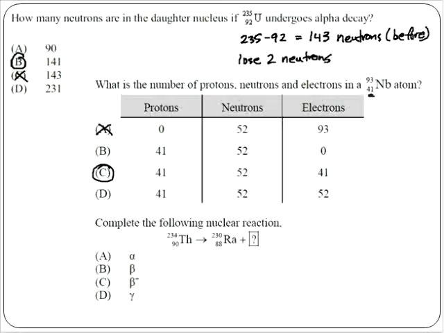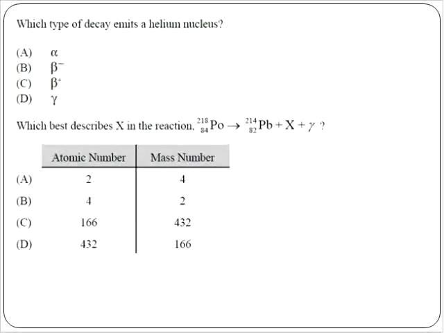All right, what's missing in this reaction? Well, if you look at the numbers, the top number is supposed to be 234, so 230 plus 4 would equal that. Bottom number should be 90. 88 plus 2 would equal 90. That's a 4-2 helium, which is another way to write an alpha particle. So the alpha seems to come up a lot. That one's a very common question.